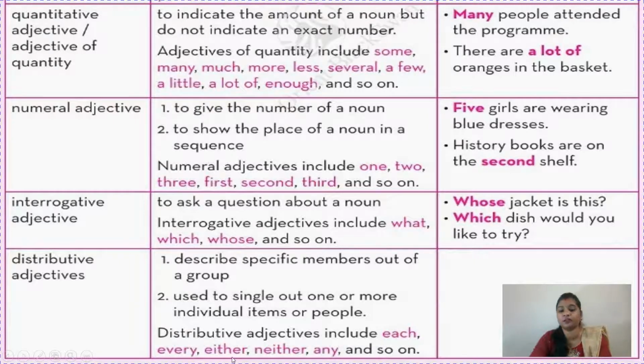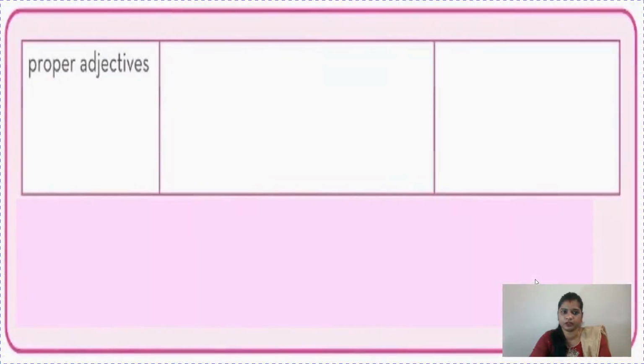See children, either means what? Any one of two. Neither means nothing. Suppose I am saying I want either of one pen. So you have 2 pens, you can give me one. Neither of the pens, so no pens. Each student was holding a flag. Suppose there are 10 students present. So each student, every student has had a flag in their hand. Either answer is correct means one of the answers.